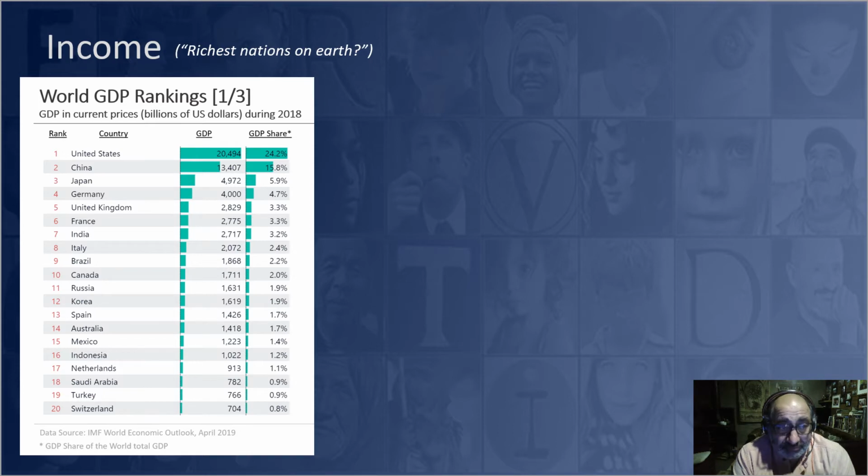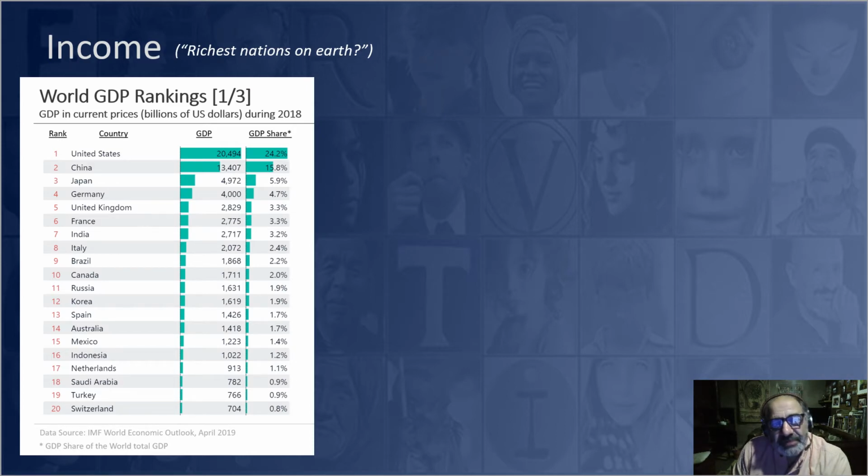China is catching up very quickly with 15%. And then, as you can see, Japan, Germany, United Kingdom, much, much smaller economies compared to the two giants of the US and China. So that's one measure of how you measure the wealth or the income of a people. But that's $20 trillion, by the way.